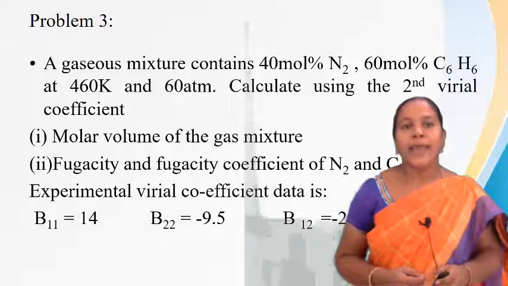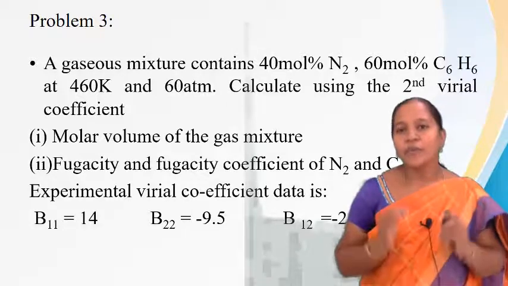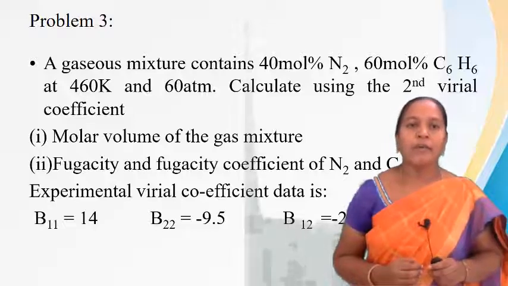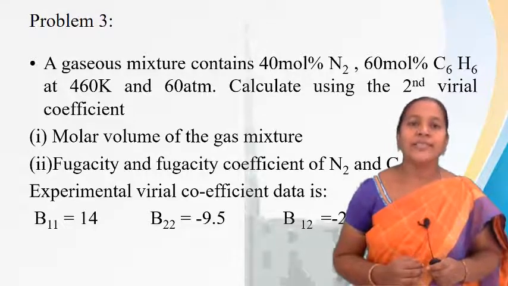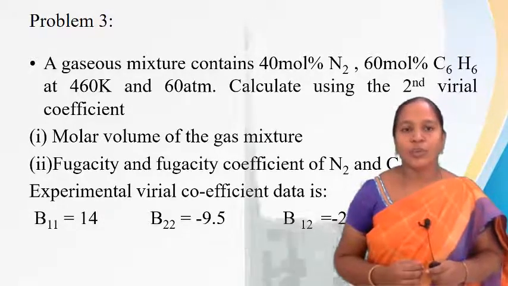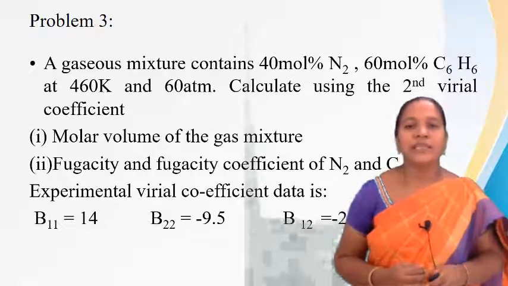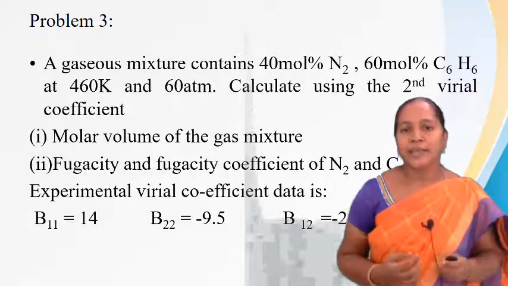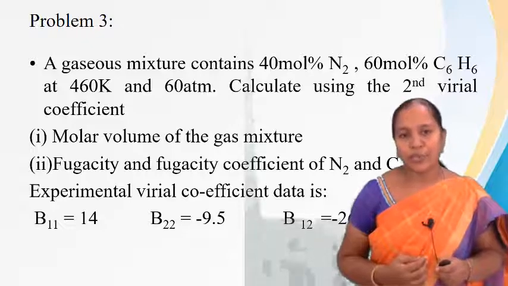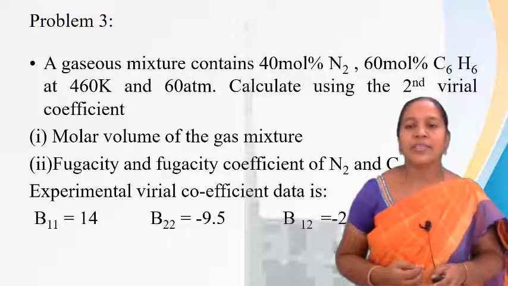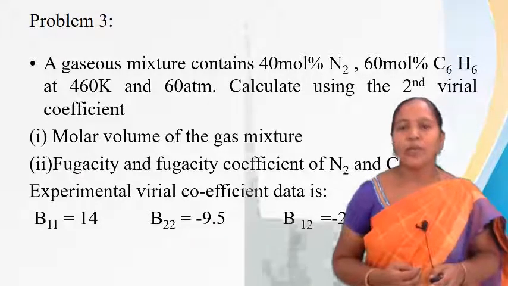I repeat, a gaseous mixture contains 40 mole percent N2 and 60 mole percent benzene at 460 Kelvin and 60 atmospheres. Calculate using the second virial coefficient. First bit is molar volume of the gas mixture. Second bit is fugacity and fugacity coefficient of nitrogen and benzene. Given data is B11 equals 14, B22 equals minus 9.5, B12 equals minus 265 centimeter cube per gram.